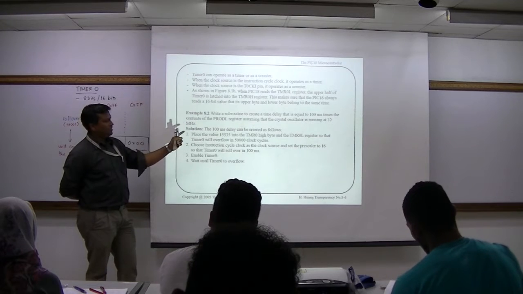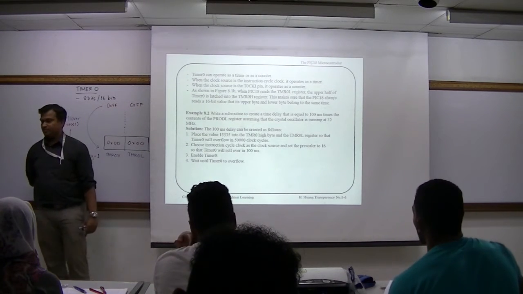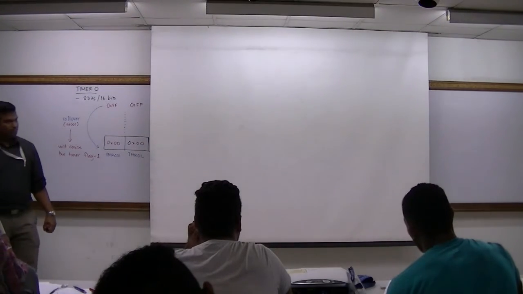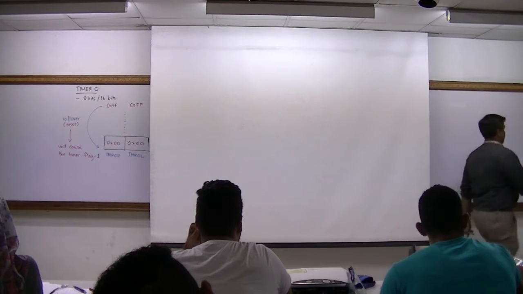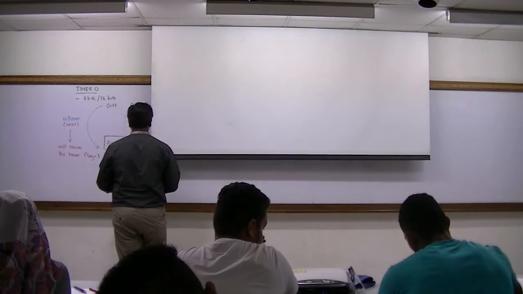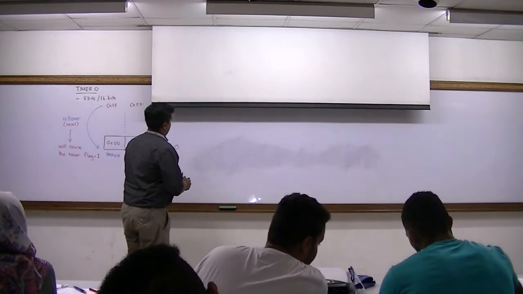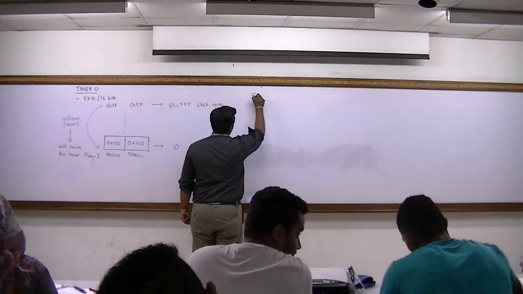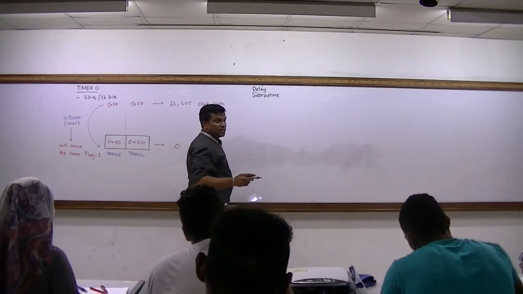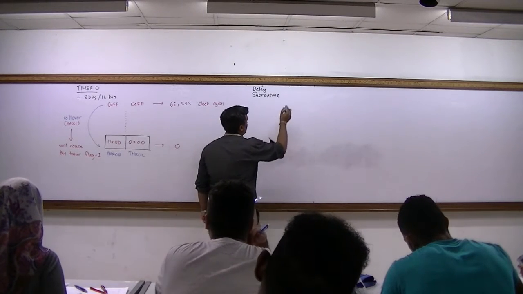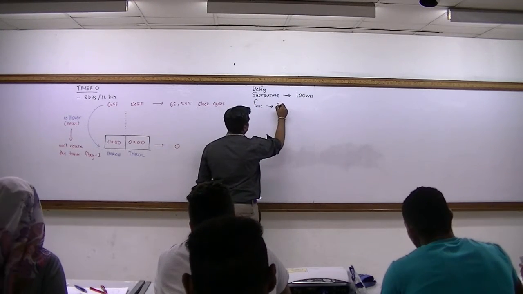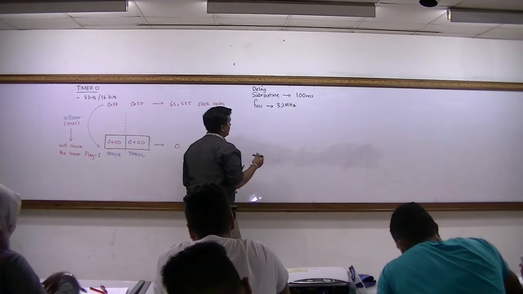Is it okay? What is the frequency? 32 megahertz. 100 milliseconds, 32 megahertz. Is it okay? So we're going to create a subroutine. This is actually a delay subroutine. Remember earlier in chapter 2 we also have done the delay. Now same thing we are doing. And this subroutine delay is 100 milliseconds. And the oscillation frequency given is 32 megahertz.